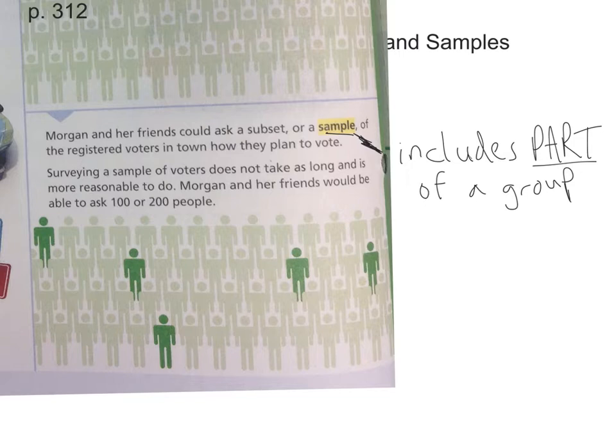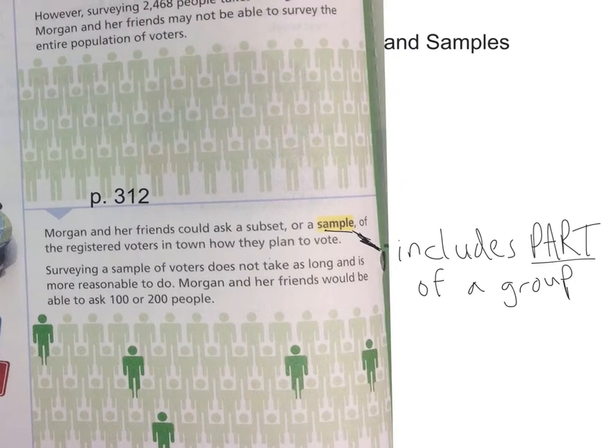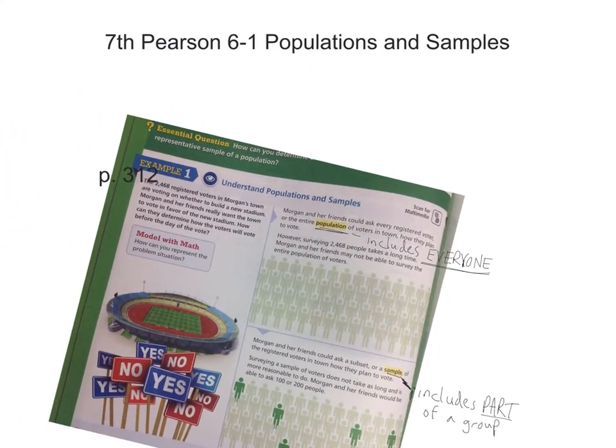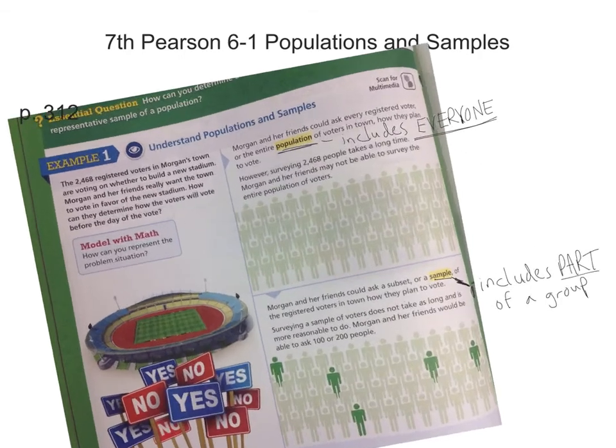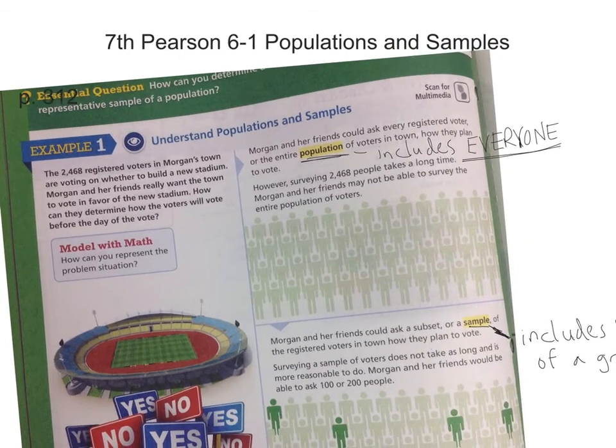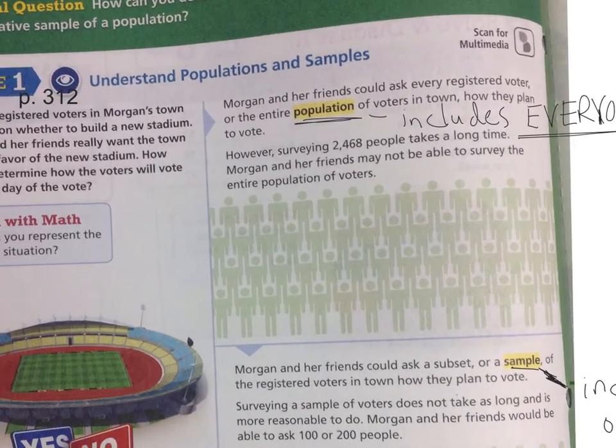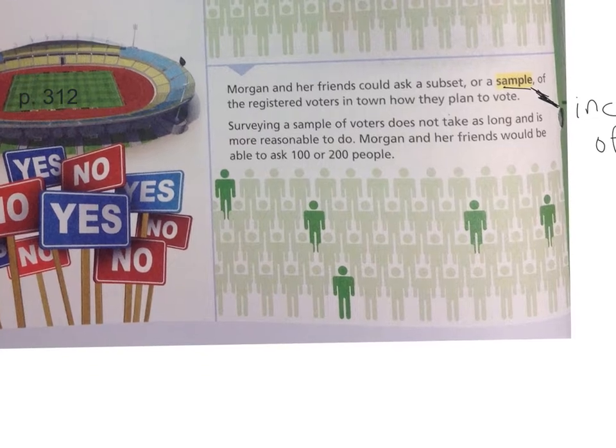Obviously it's not convenient to ask every single person, to ask the whole population, but if we can ask at least a good number, like here 100 to 200 people. 200 is between 5 and 10% of the people, so that's probably not too bad of a sample there.